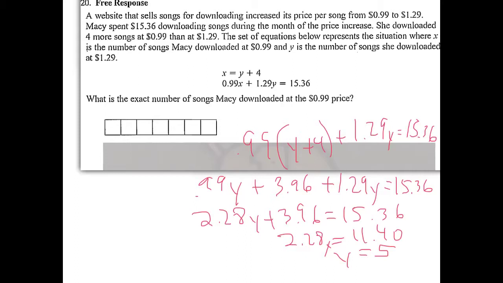That's great, but that's not what the question is asking. It's asking for the 99-cent price, which if you look in here is the x, 0.99x. So I'll plug this into this first equation, and if I have y plus 4, I would get my correct answer of 9. X is equal to 9. Did you get that? I hope you did.